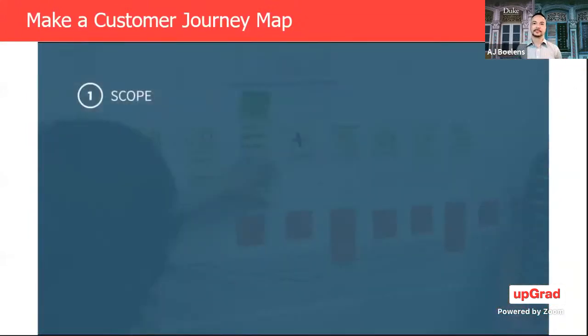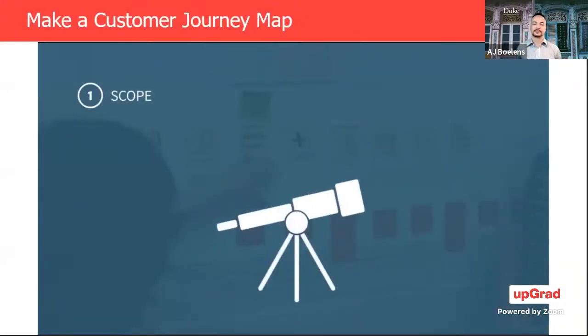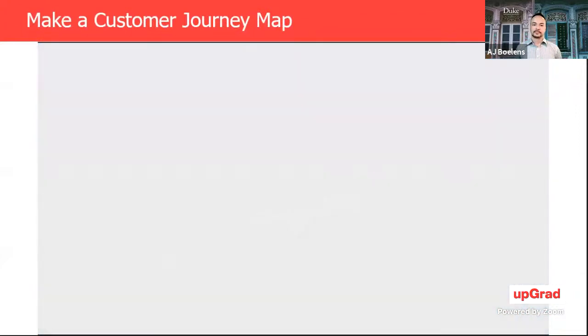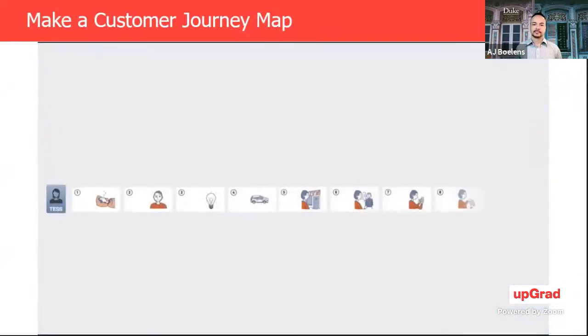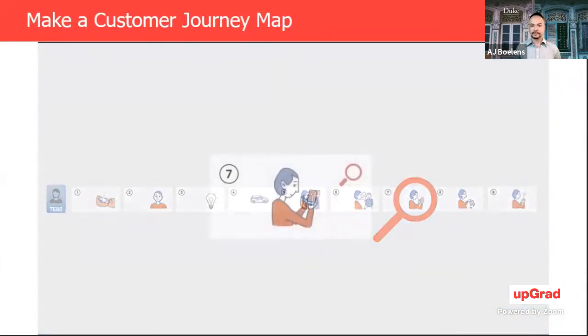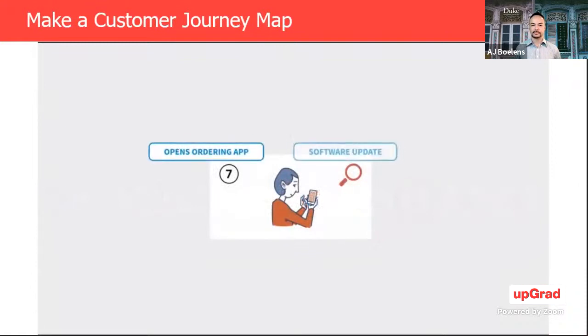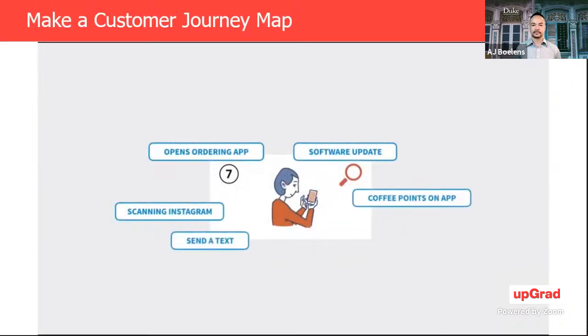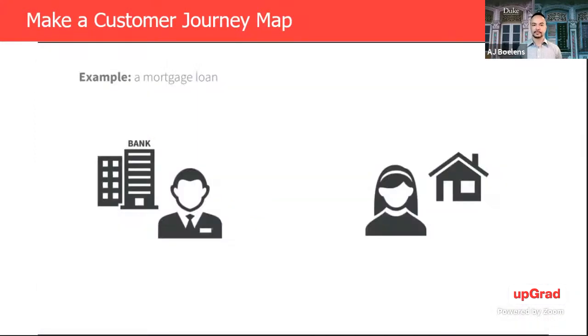First, choose a scope. Journey maps can have various scales and scopes, from a high-level map showing an end-to-end experience to more detailed maps focusing on one step of a higher-level journey to very detailed step-by-step descriptions of micro-interactions. For an example, let's take the case of a mortgage loan.